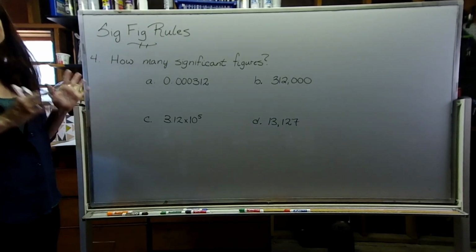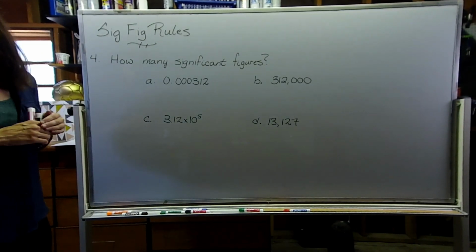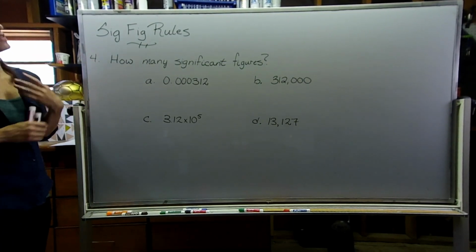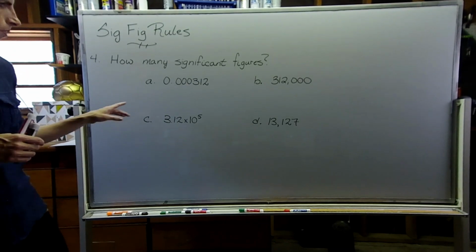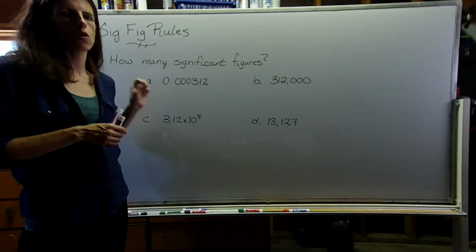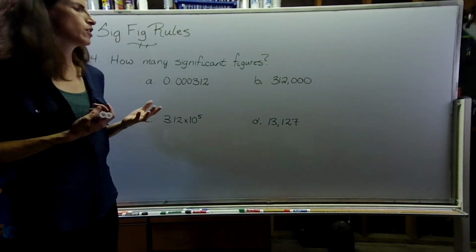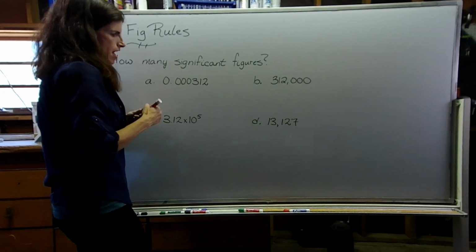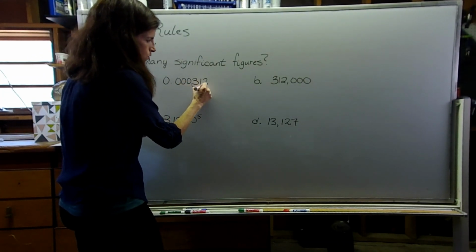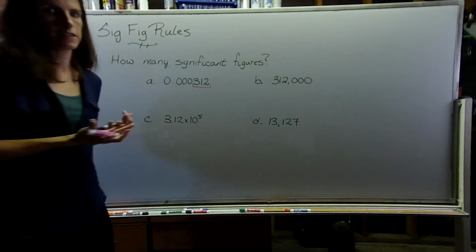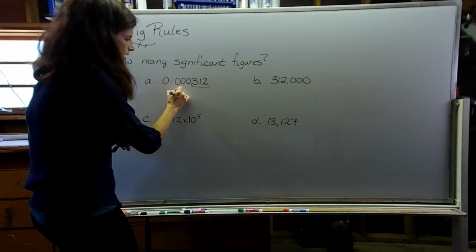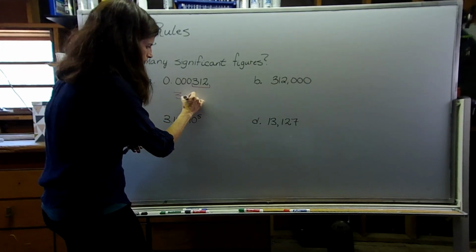Let's practice counting sig figs a little bit before we jump into any calculations. So on letter A, we have a whole bunch of placeholder or leading zeros. They don't count. So nothing, nothing, nothing. And then we get to this part, which is all non-zero digits, and those are going to be significant. So we have 3 sig figs for letter A.